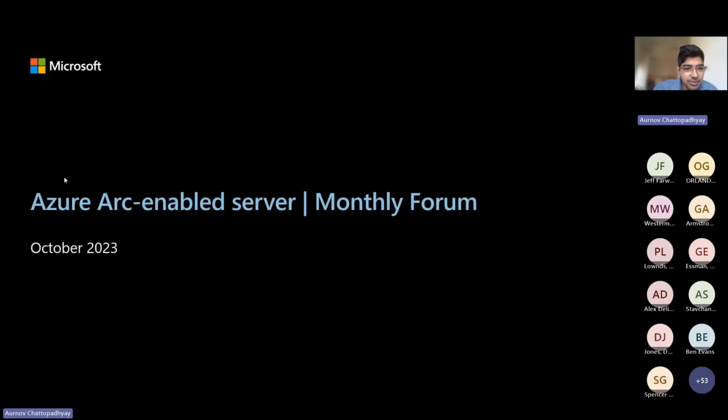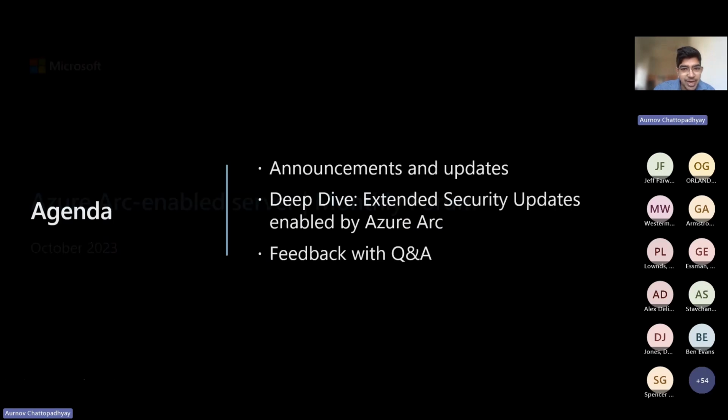And today we're going to be focusing in on our monthly forum for October. Wanted to start off today by talking about announcements and updates. So we're going to be covering agent updates across the connected machine agent for Arc Server, as well as SQL Server really quickly. And most of today's time is going to really be a deep dive where we're going to show how to enable Windows Server 2012 and R2 extended security updates enabled by Azure Arc, our new offer.